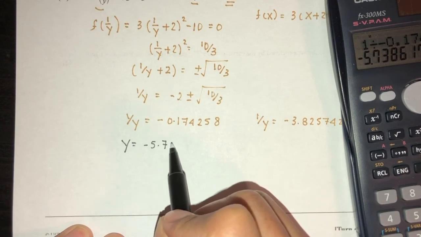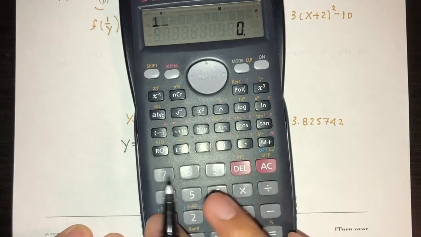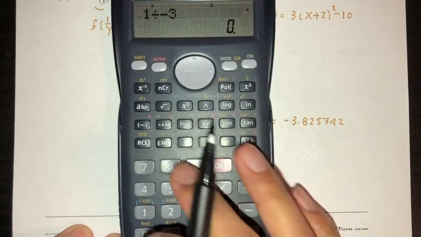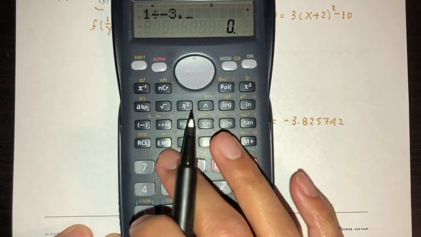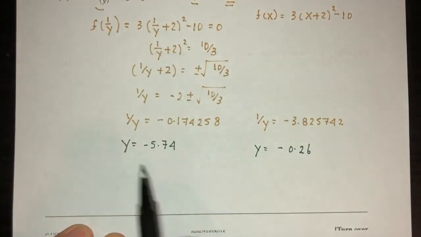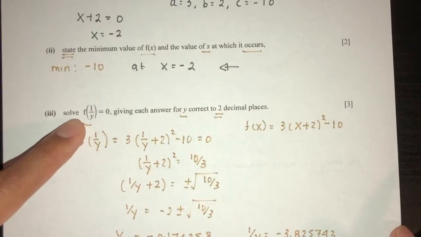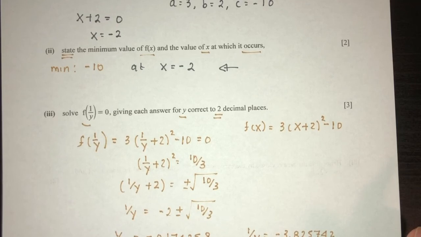And this one will be 1 divided by minus 3, 3.825742 minus 0.26. So these two will be the values of y correct to 2 decimal places for this equation. Okay, so that is your question number 9.